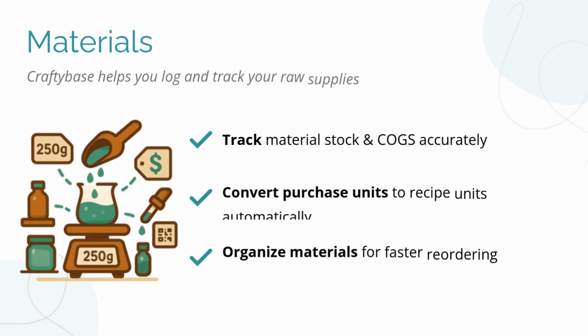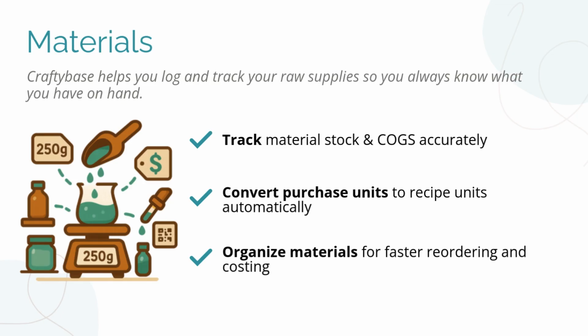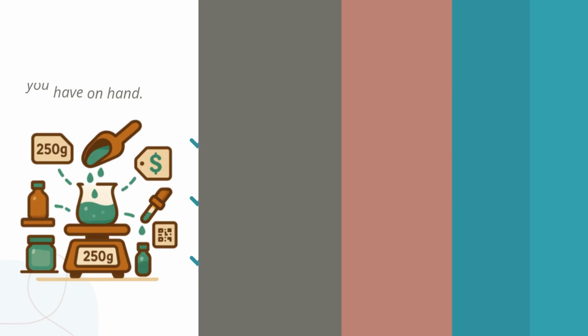Adding materials manually gives you immediate control over how each raw input is tracked and valued. You'll define how it's measured, how purchases convert into recipe units, and who you prefer to buy it from, which all feeds straight into cost of goods sold and reorder reports.